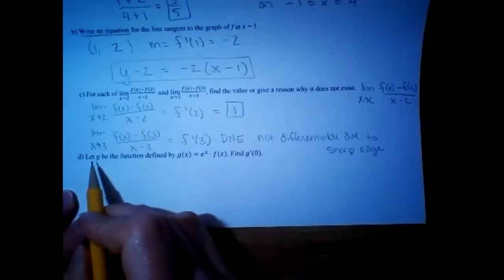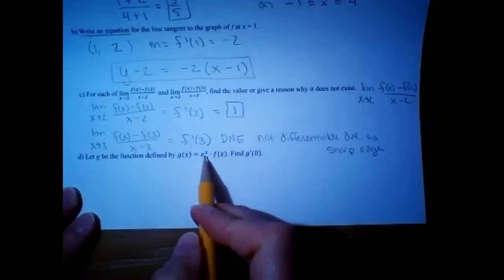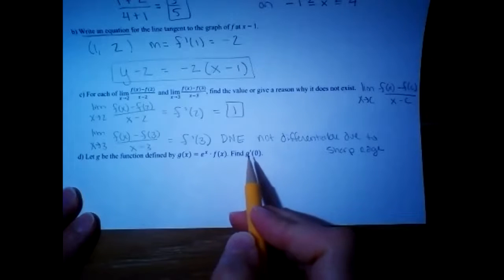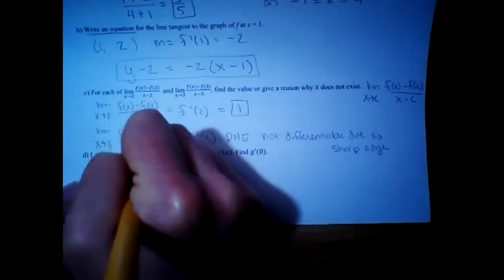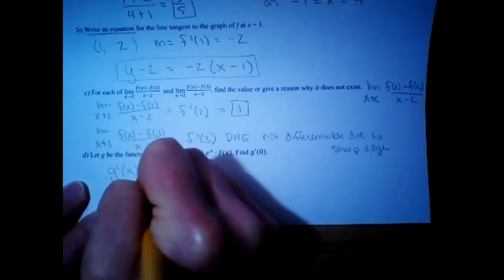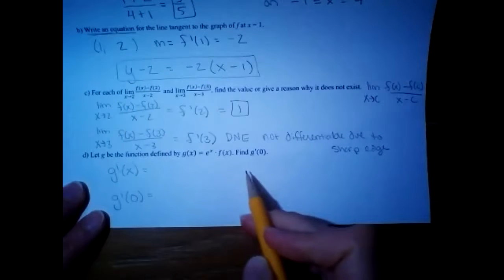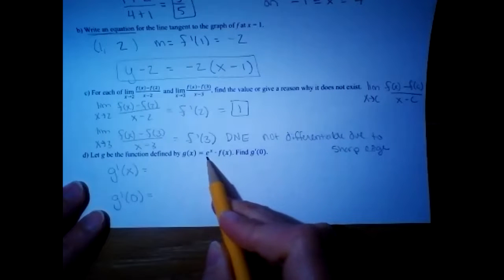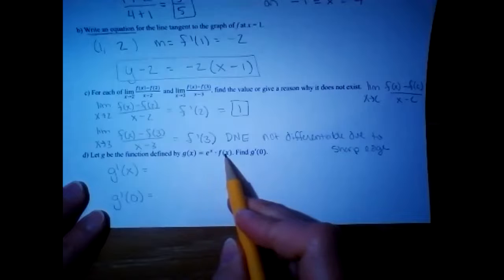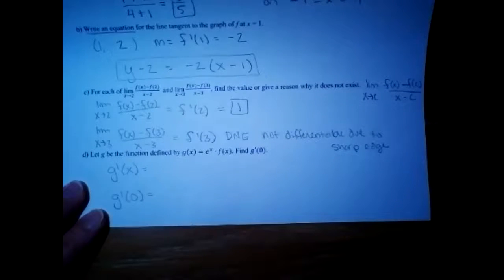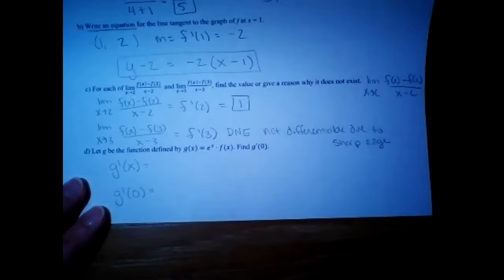All right, and then the last one, D: let G be the function defined by e to the x times f of x. Find G prime of 0. Cool, we're going to find the derivative and then plug in 0. Easy enough. What derivative rule do we need for this? Since it's e to the x times f of x, what rule are we going to need? And good, that is correct. I was hoping to get a few more responses there, but yes, product rule.